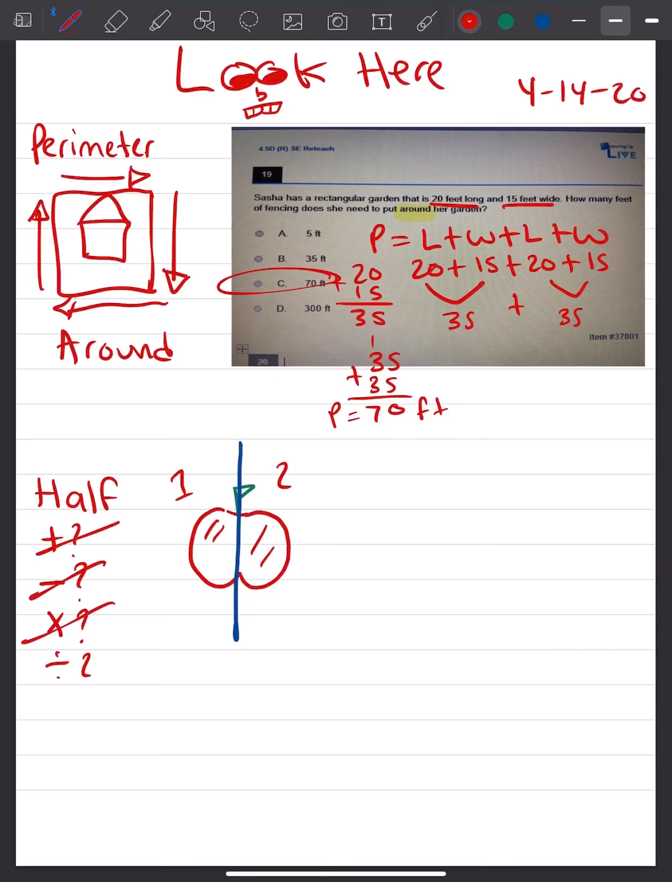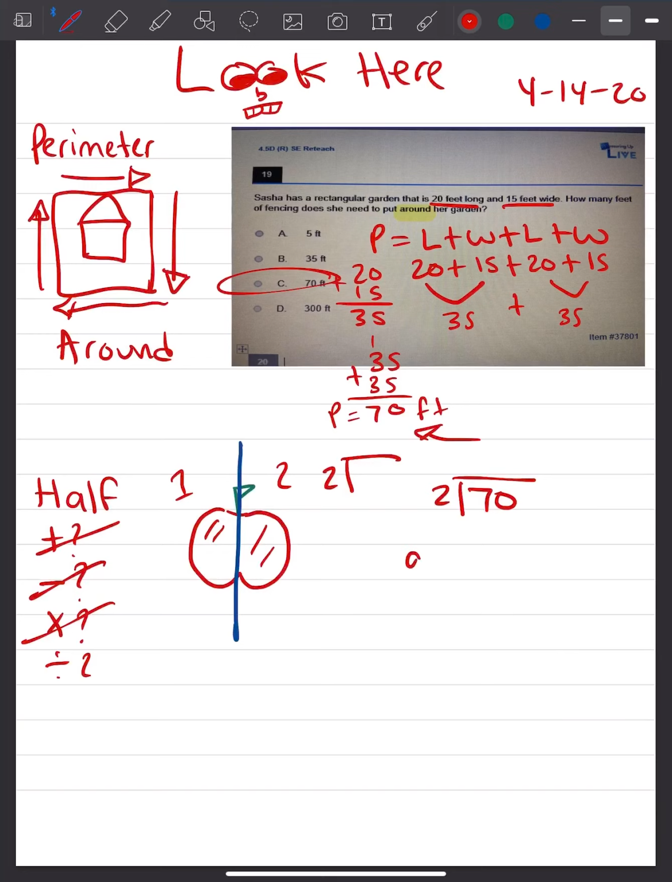So whenever you think of the word half, or whenever the word half pops up, you should know that it means to divide by 2. All right, so we can use the same answer that we got up here, 70. And if I wanted to find half of 70, guess what I have to do? Divide by 2.